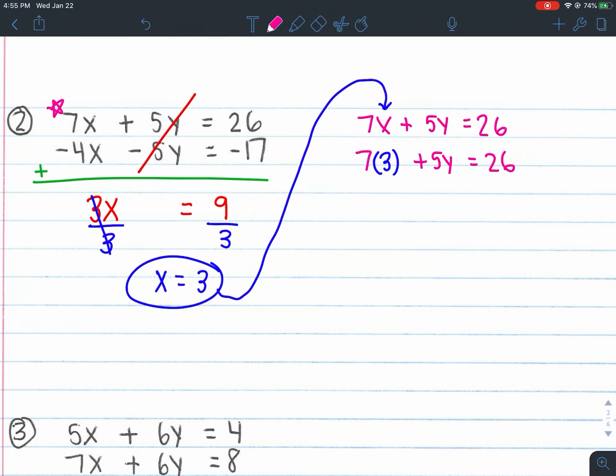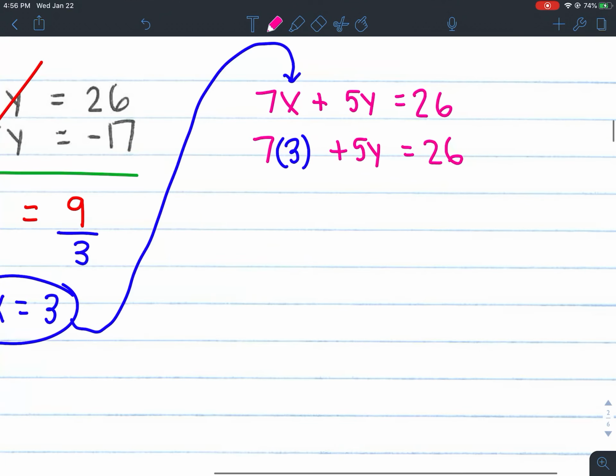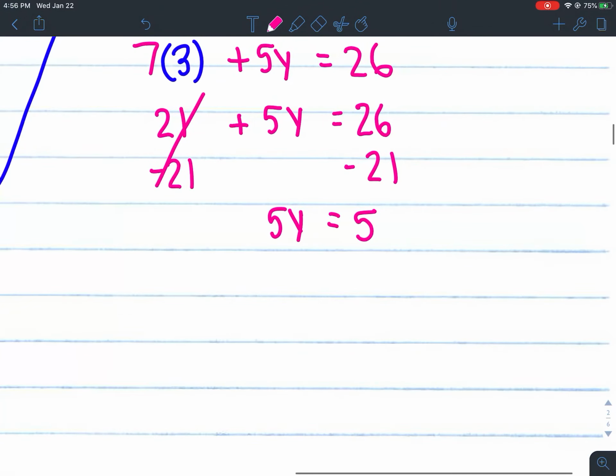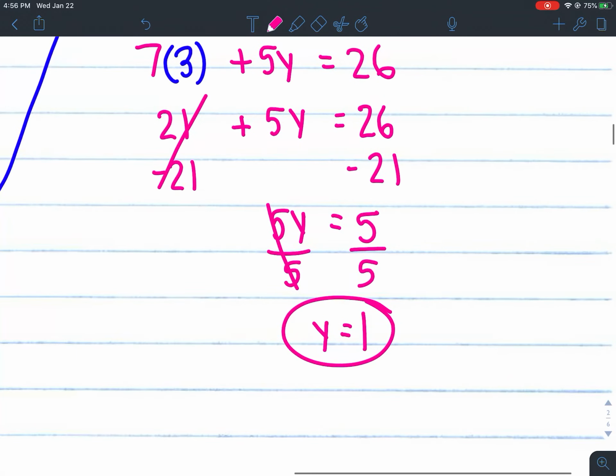Now remember, we need those parentheses because if we don't have the parentheses, then it looks like 73. So 7 times 3 is 21. Then my next step is I'm going to get y by itself, so I have to subtract 21 on both sides. So I get 5y equals 0. Oh, wait, whoops, not 0, 26. Sorry, I copied it down wrong. So it should be 21 plus 5y equals 26. Then I subtract 21 on both sides, and I should get 5. Divide both sides by 5. I get y equals 1.